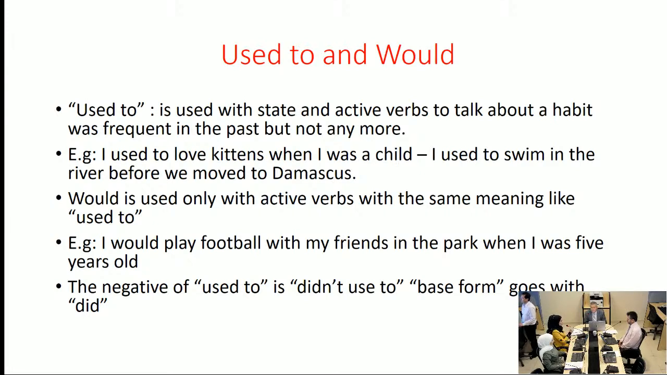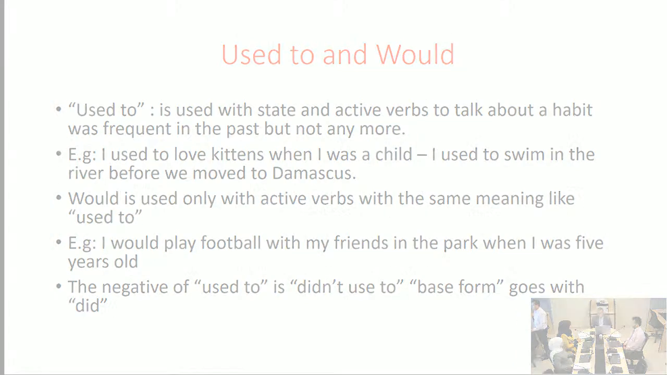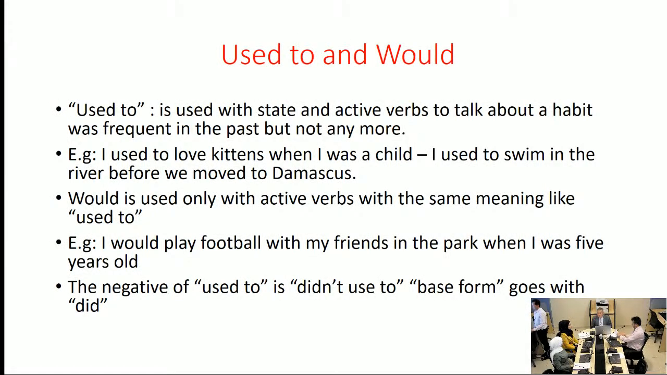Okay, first of all, we are going to start with used to and would. When we talk about habitual actions and states that happened in the past, we use used to and would. First of all, with used to. Used to is the affirmative form, and didn't use to is the negative form. Used to is used with state and active verbs to talk about habits that were frequent in the past, but not anymore.